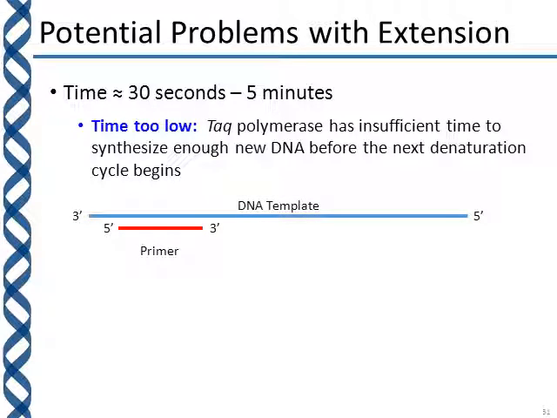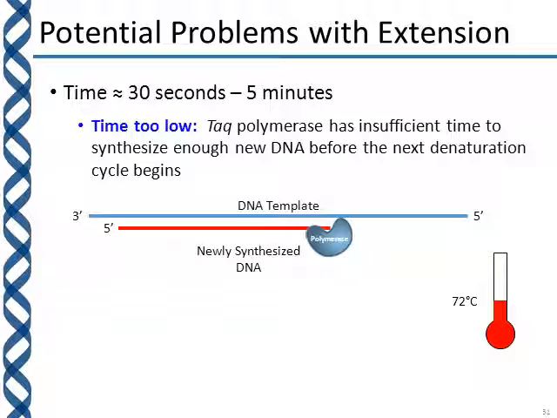So we can see that diagrammatically here. We've got our DNA template, as we saw before. We have our primer in red. We have the DNA polymerase come and bind to the end of the primer and begin its extension at the 72 degree extension temperature. So it starts making its DNA, but say we cut this step a little too short.